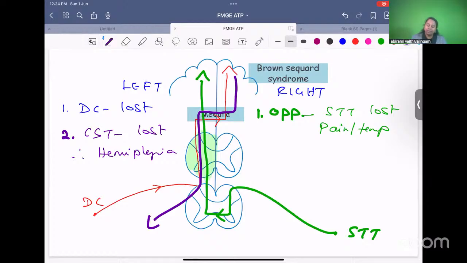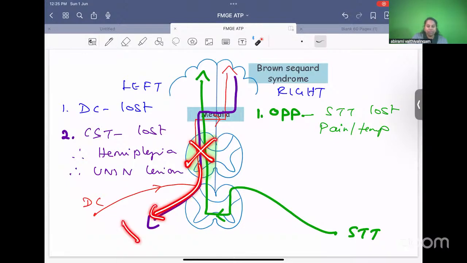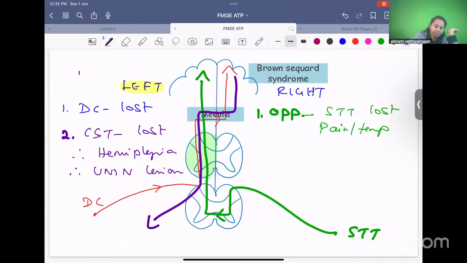Corticospinal tract is a UMN tract. Therefore, the patient has a UMN type of lesion on the same half. If this corticospinal tract is lost, it is coming down to supply this half of the body. So on this same half of the body, hemiplegia will be present. So to summarize, in Brown-Sequard syndrome, on the same side, that's called the ipsilateral side, dorsal column sensations are lost, corticospinal tract is lost, and the patient has hemiplegia and UMN lesion. On the opposite side, pain and temperature is lost.